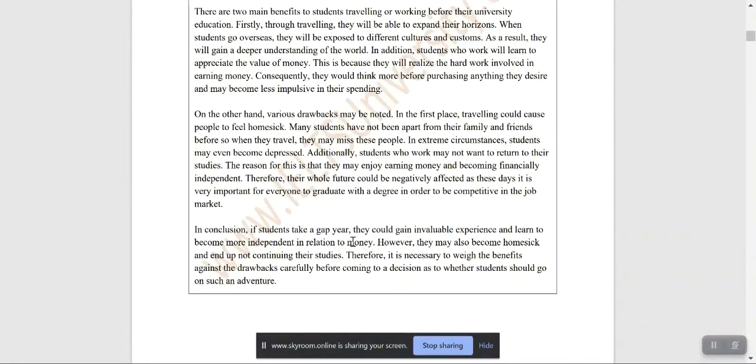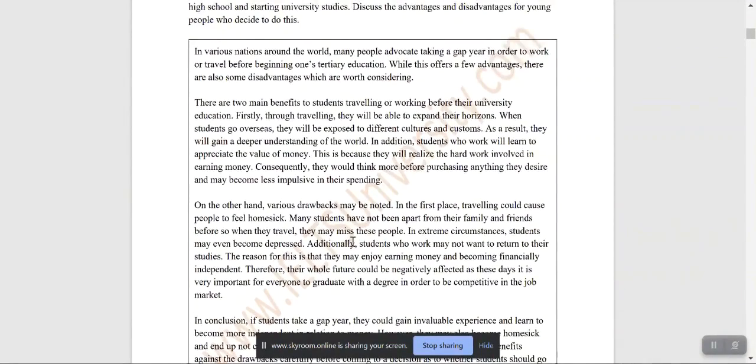It is typed by computer, so it is easy to follow everything. In various nations around the world, many people advocate taking a gap year in order to work or travel before beginning one's tertiary education. While this offers a few advantages, there are also some disadvantages which are worth considering.